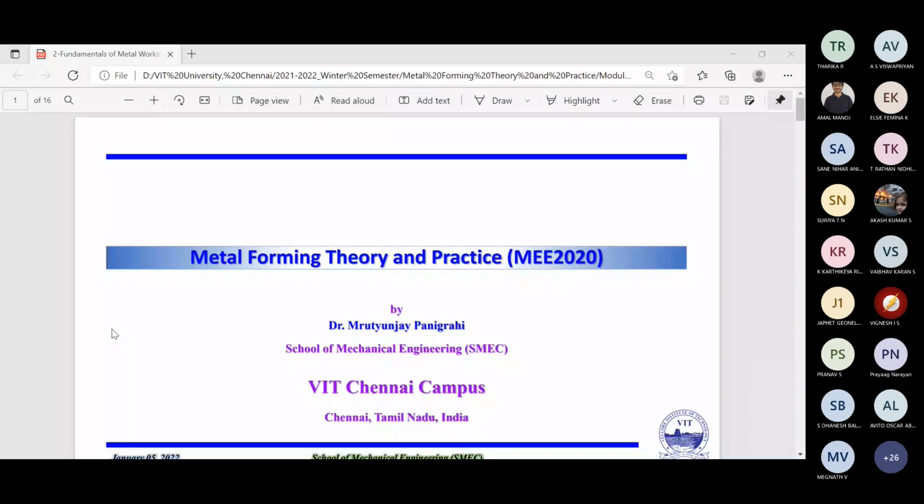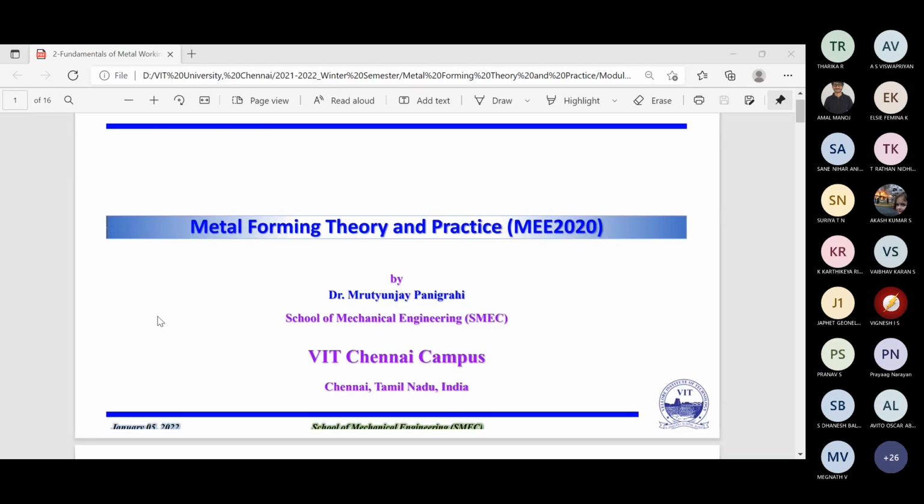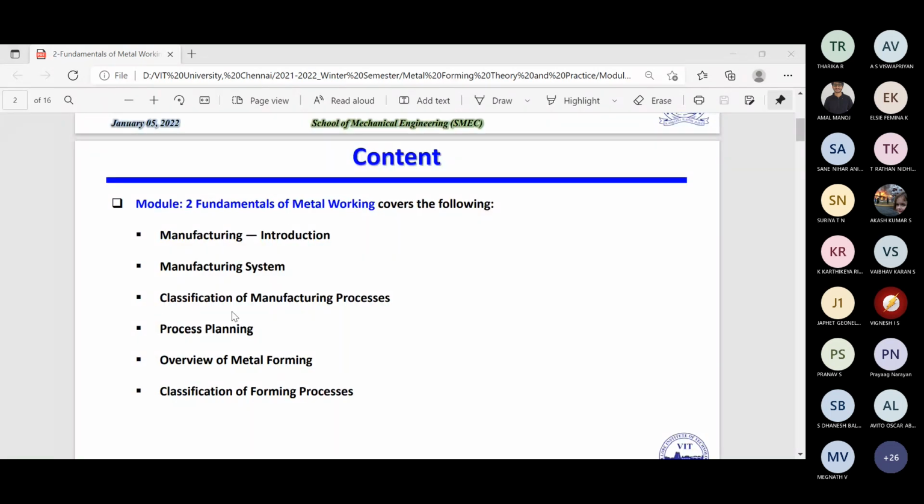Yes, sir. Okay, fine. So today we will start the metal forming theory and practice. Initially, I thought we should go to module 2 first, because we should understand what metal forming is and where it is actually derived from. Then we should go for plastic deformation and its small mechanisms. So today we will talk about the fundamentals of metal working.